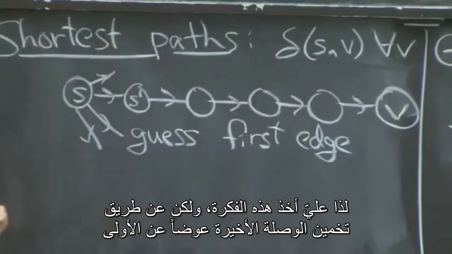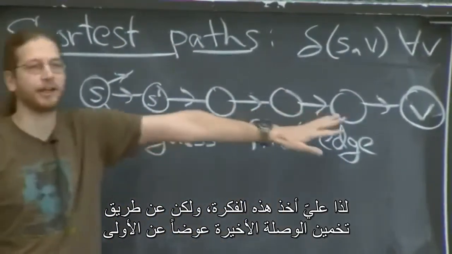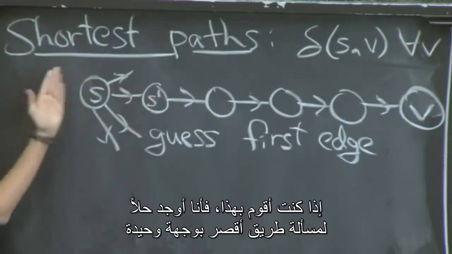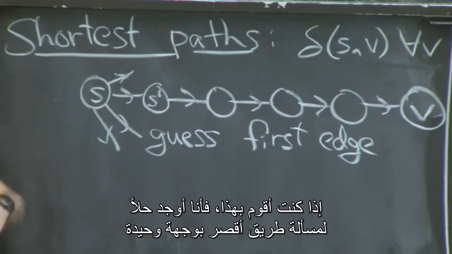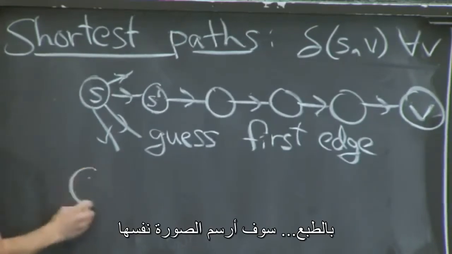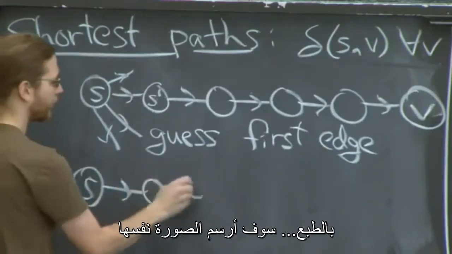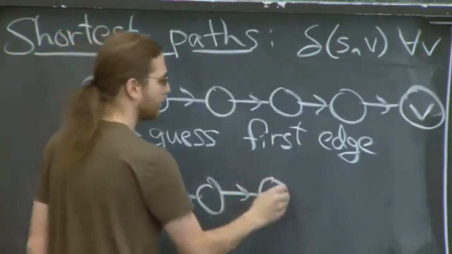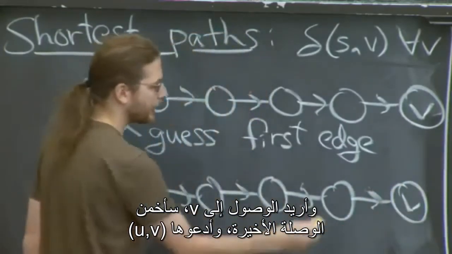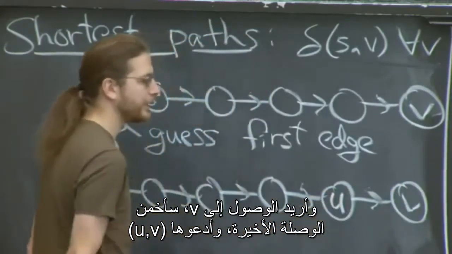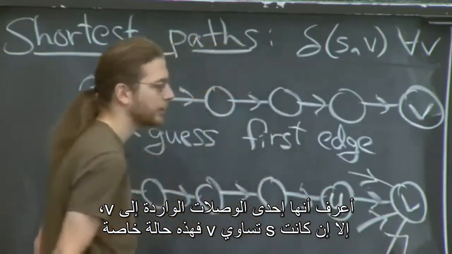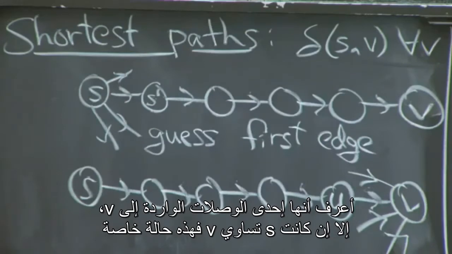So I'm going to tweak that idea slightly by guessing the last edge instead of the first edge. They're really equivalent. Okay, if I was doing this, I'd essentially be solving single target shortest paths, which we talked about before. So I'm going to draw the same picture. I want to get to V. I'm going to guess the last edge, call it UV. I know it's one of the incoming edges to V. Unless S equals V, then there's a special case.